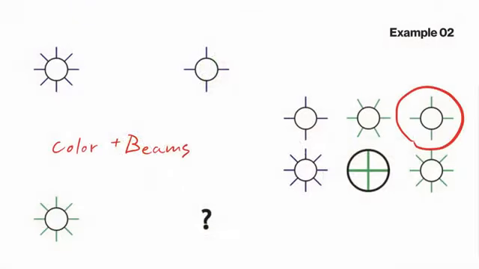Next one. This one is probably even easier. We are just looking at colors and shapes. So we will have a circle with four beams which have green color. That's kind of easy. So example number 3.